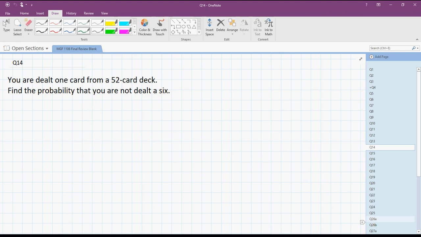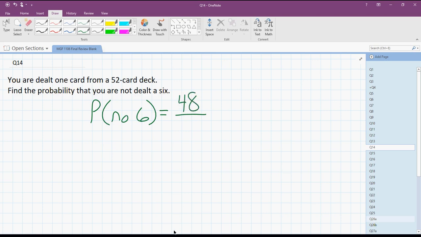So here it says, you are dealt 1 card from a deck of 52 cards. Find the probability that you are not dealt a 6. So remember we talked about this, that there are 2 ways to think about this. You can do it the logical way. Well, we don't want a 6, right? So how many cards are not a 6? No, there are 4 cards that are a 6. There are 48. So if you take that 52 minus 4, you get 48.